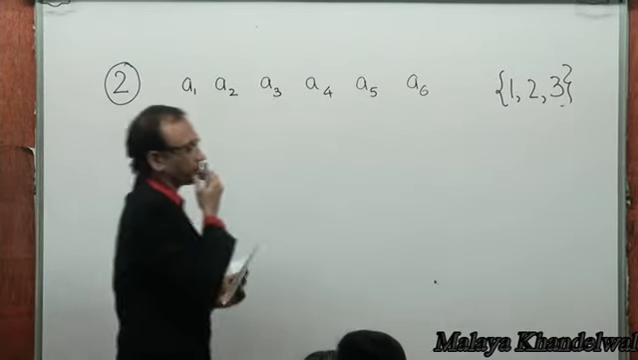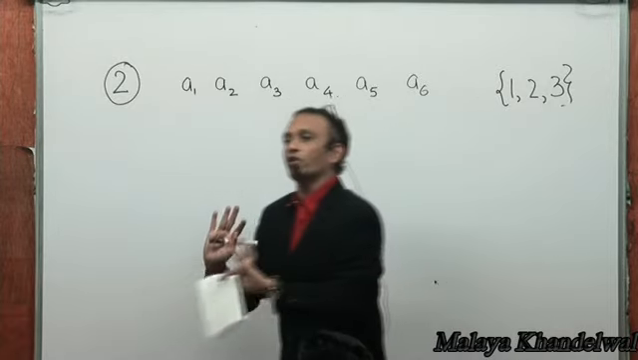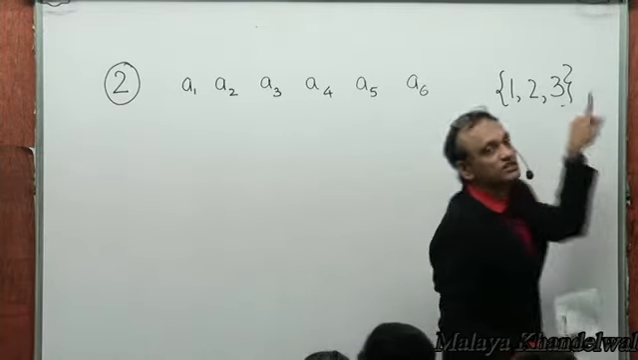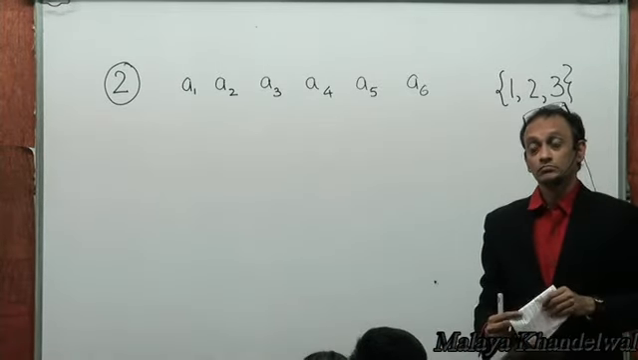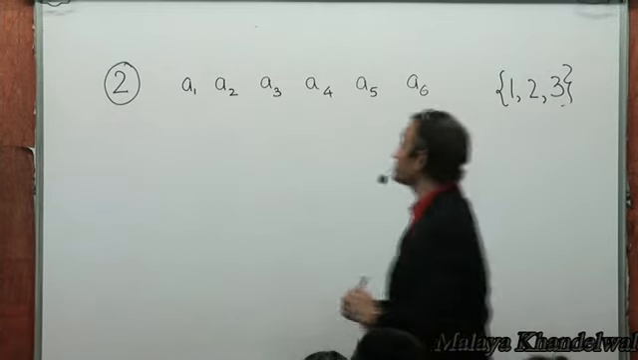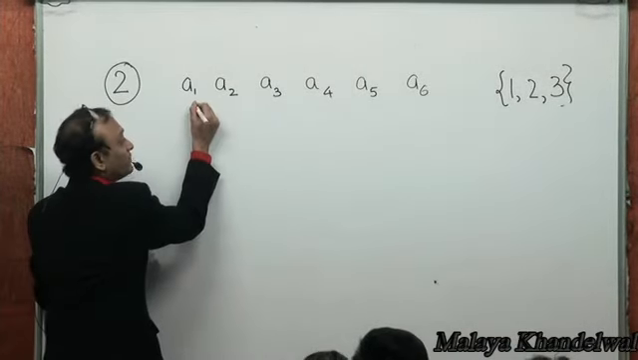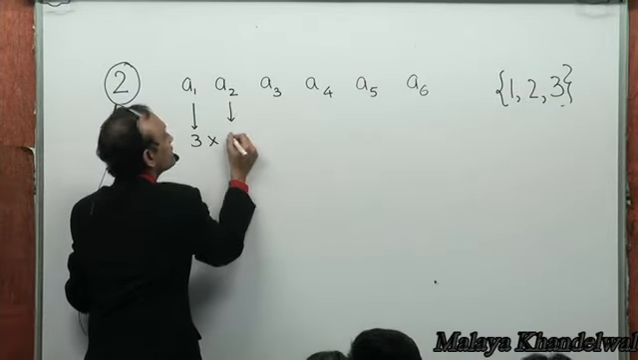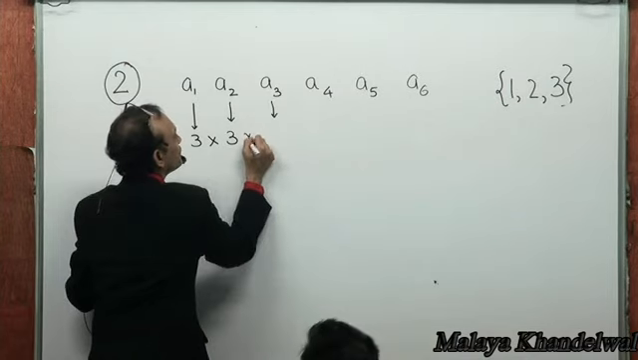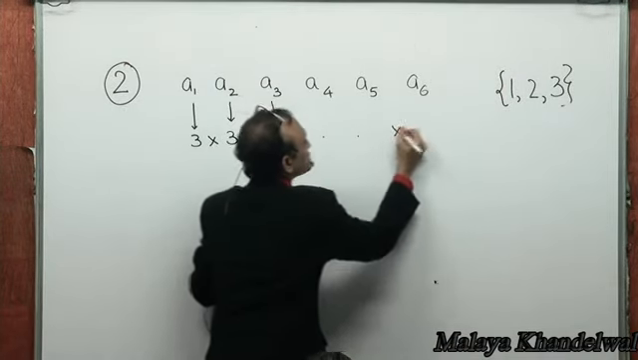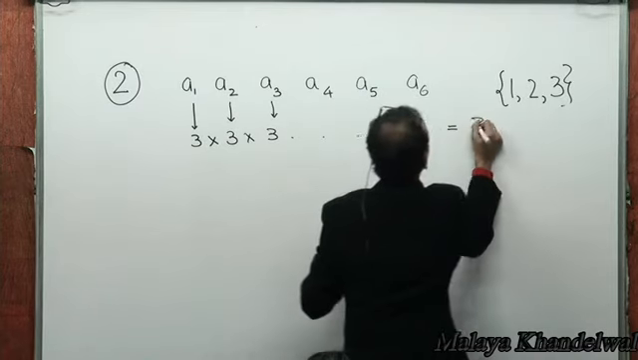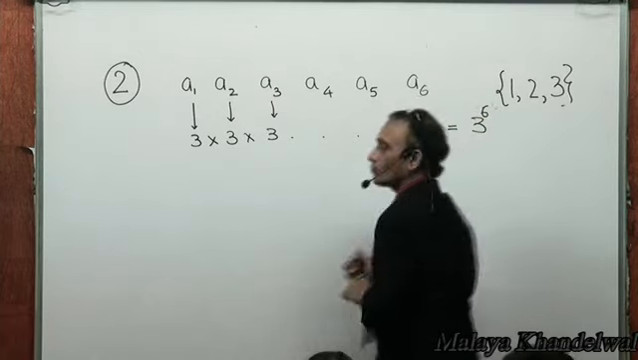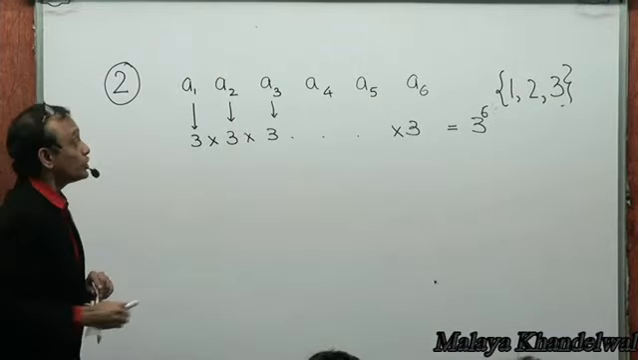Right? Okay. Now, first of all, if there was no condition, if you have to constitute all 6-digit numbers using these 3 digits, 3 to the power 6, because A1 could be any one of these 3, A2 could be any one of these 3, A3 could be any one of these 3, A6 could be any one of these 3. That makes it 3 to the power 6. Yes or no?